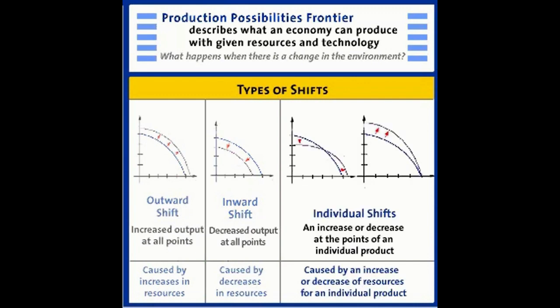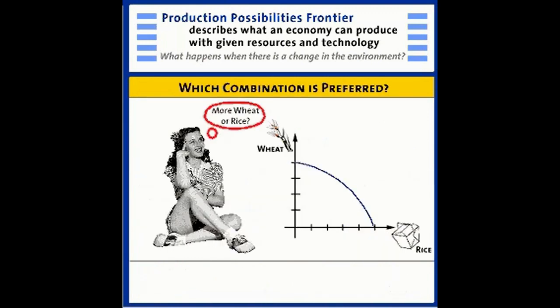Look at this production possibilities curve. Of all of these choices, which is the one that our economy prefers? Which combination of wheat and rice is going to make consumers the happiest? The answer is, we have no idea. There's no representation in this picture for consumer preferences.